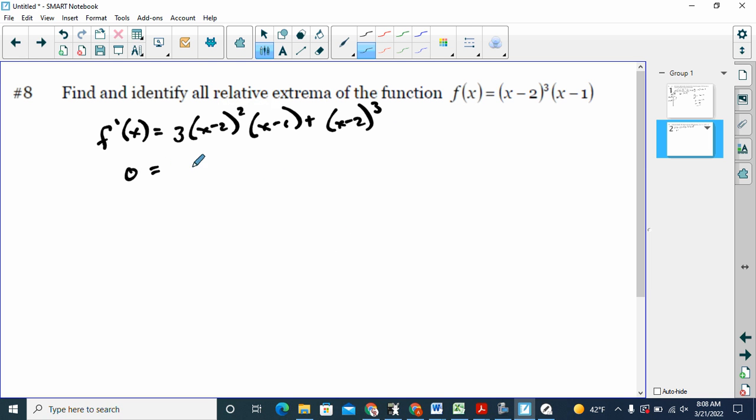So we set that equal to 0 and then solve. To solve this, we are going to factor out the common factor between the two terms, which is x minus 2 squared. So I took out this x minus 2 squared, so I'm left with 3 times x minus 1. For this term, I took out x minus 2 squared, and I started with x minus 2 cubed, so I'm left with just x minus 2 to the first.